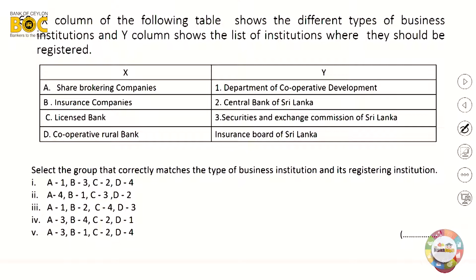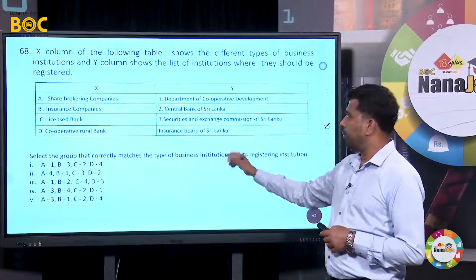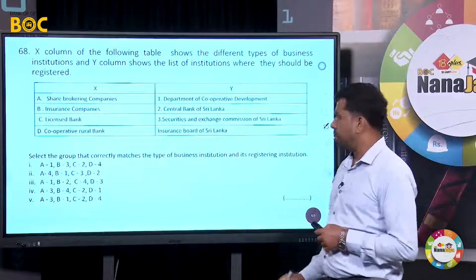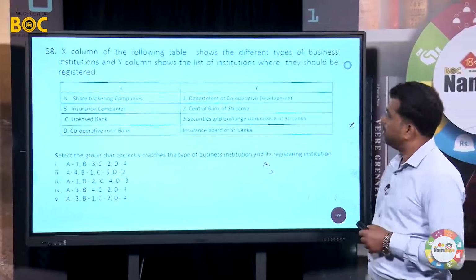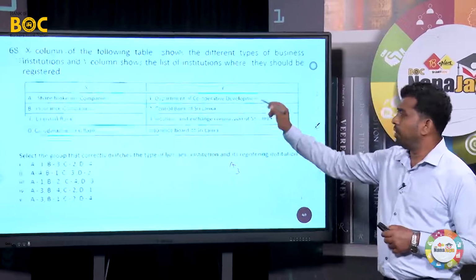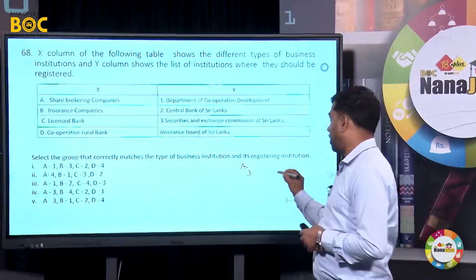Question number 68. X column of the following table shows the different types of business institutions and Y column shows the list of institutions where they should be registered. Share brokering companies should be registered in the Securities and Exchange Commission of Sri Lanka as the regulator of that particular field. Insurance companies: this is the regulatory body of insurance business, so insurance companies should register in the Insurance Board of Sri Lanka.